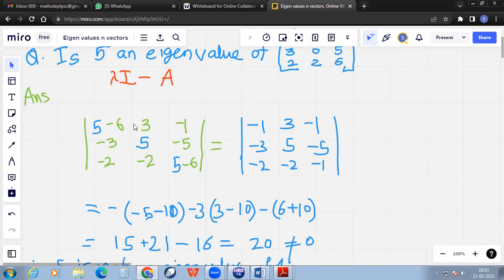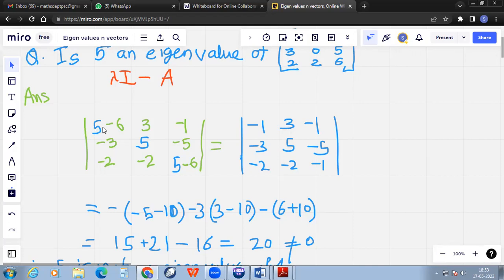Earlier it was minus 3. We subtracted it from 0. It becomes plus 3. Earlier it was plus 1. We subtracted, it became minus 1. In the same way we have written this characteristic matrix and we are finding its determinant.